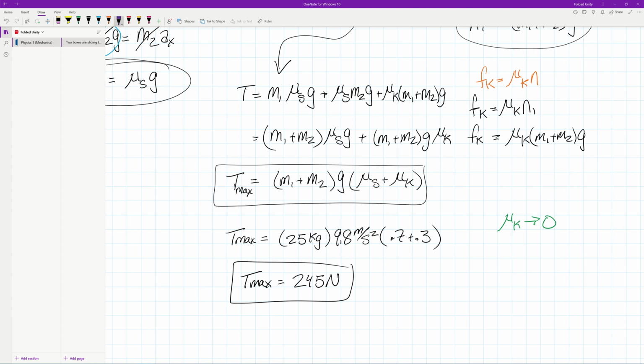And in a sense, this is just a more general version of the problem than that one without any friction. Here's another one to consider. What happens as the static friction between the two boxes goes to 0?